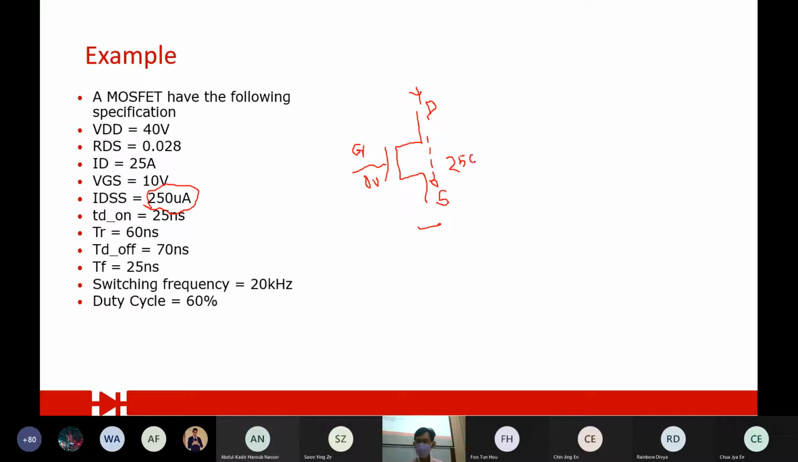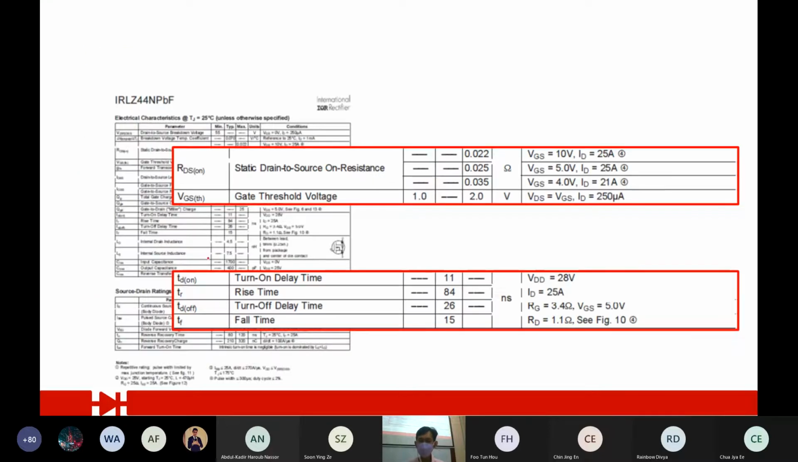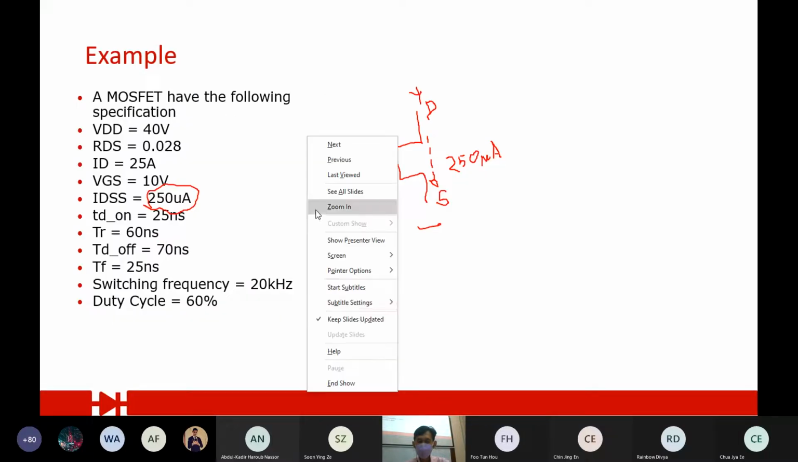At 250 microamp, which is so small that it's almost considered as turned off. So this is IDSS. You can find this IDSS in the data sheet, somewhere around, if you find the data sheet.